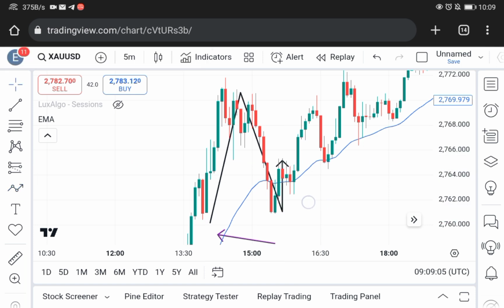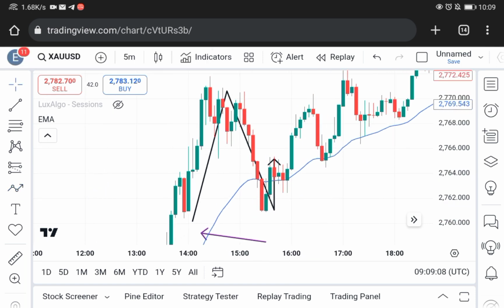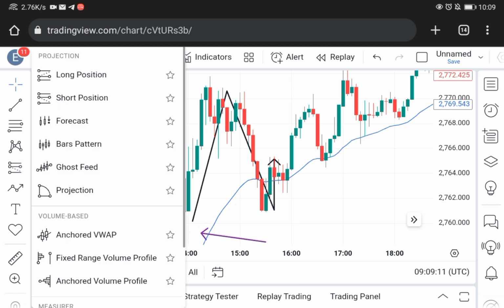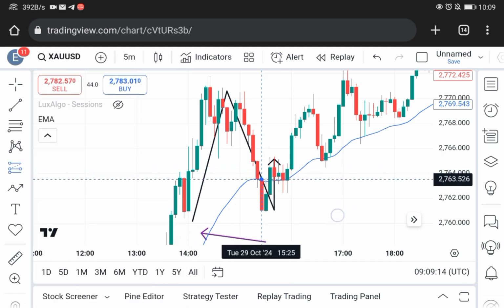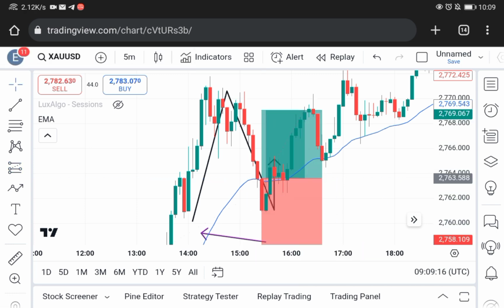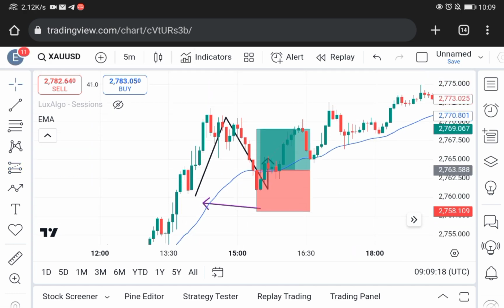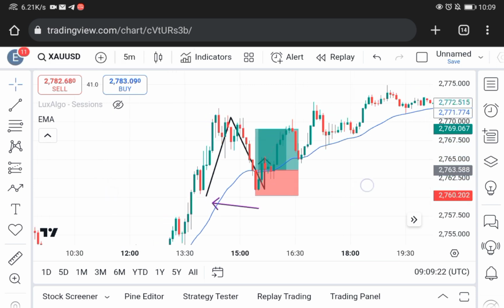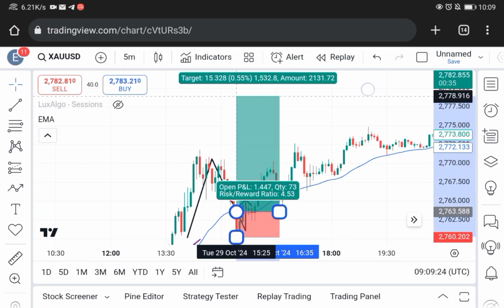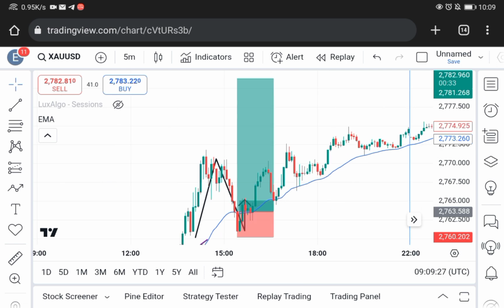So as the market printed the engulfing candle, you place your trade. You place your trade at the bearish candle, which is this one, not at the close of the engulfing. Your stop loss comes a few pips away and you take profit at 1 to 5, like I said.